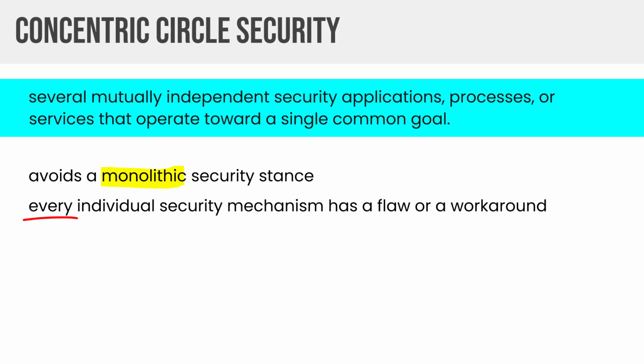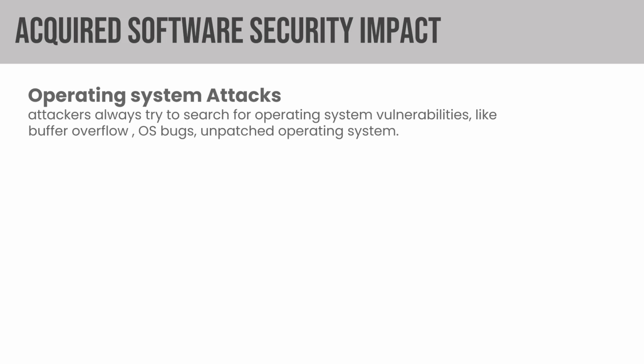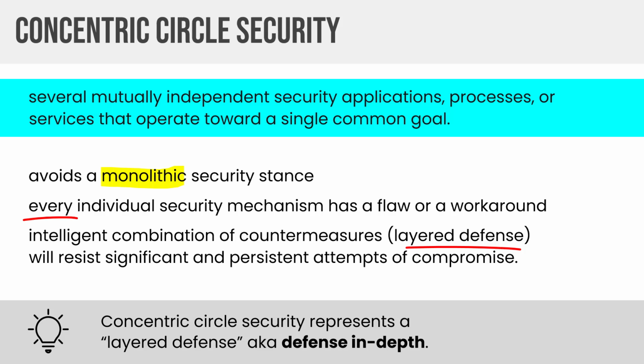So basically, every individual security mechanism has a flaw or a workaround, and we have to bear that in mind. And by combining intelligent combinations of countermeasures into what we call a layered defense, we can provide significant resistance to persistent attempts to compromise our network. This is called a layered defense. You'll also hear this referred to as defense in depth. So you want to be familiar with concentric circle security, but tie this to layered defense, defense in depth, and avoiding a monolithic security stance.